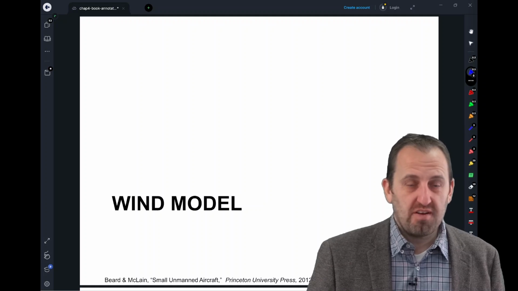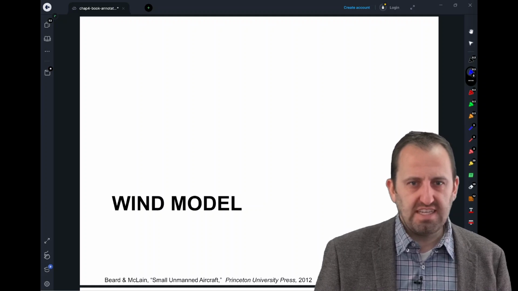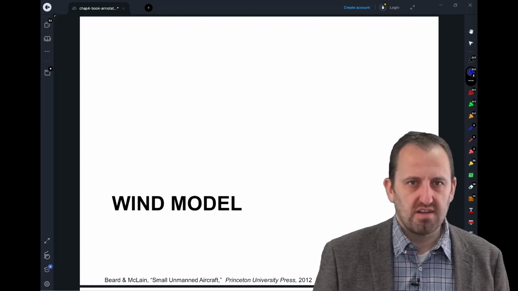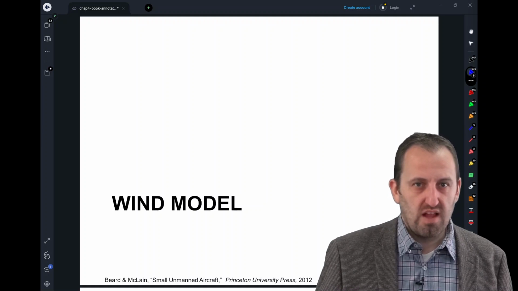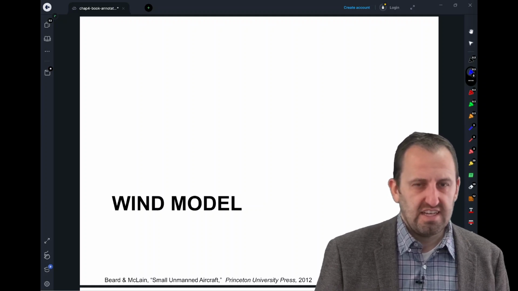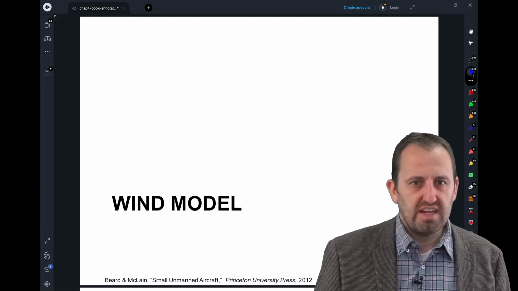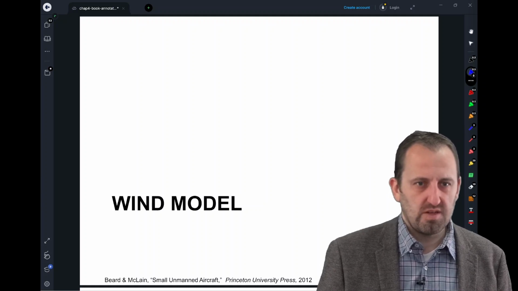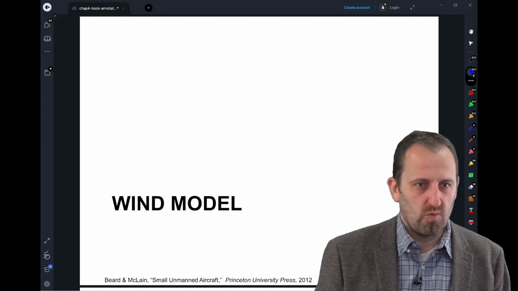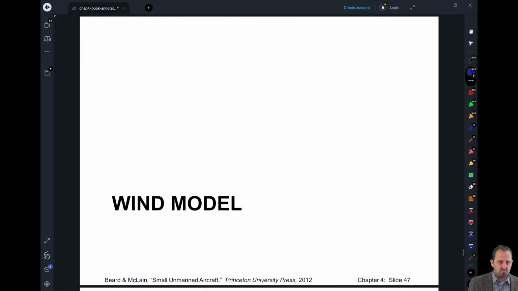So the final component of this chapter is a model for the wind. And we've already taken the wind into account in our dynamic equations. We saw how the relative wind vector affected our forces and moments acting on the aircraft. But in this lecture, we're going to dive in and discuss how do we model the wind? How do we generate the wind that we've already been using? So let's go ahead and get started.